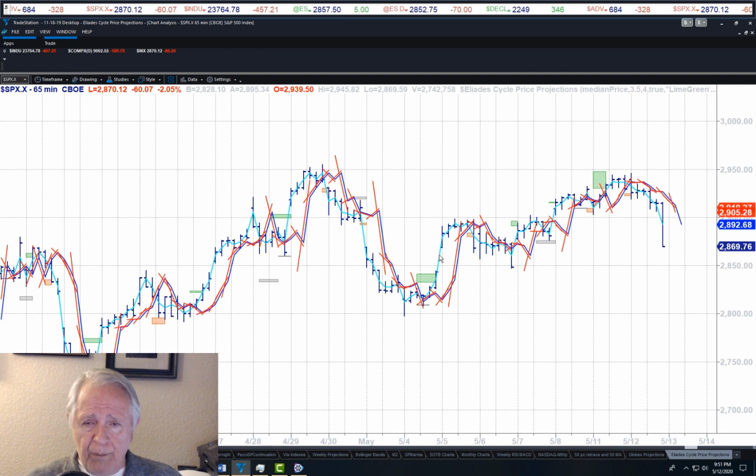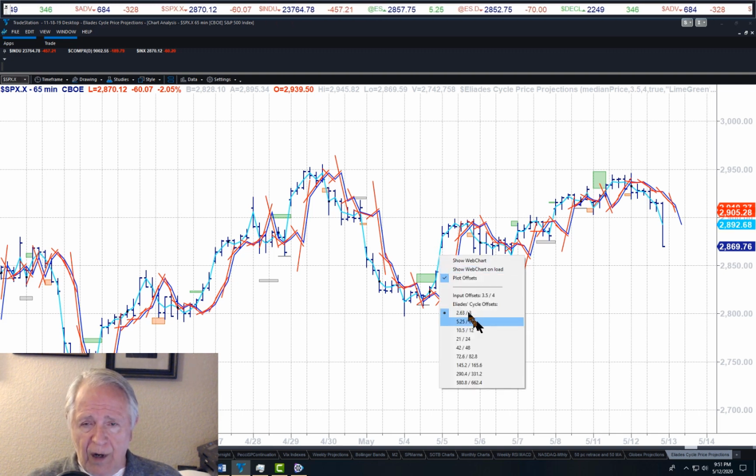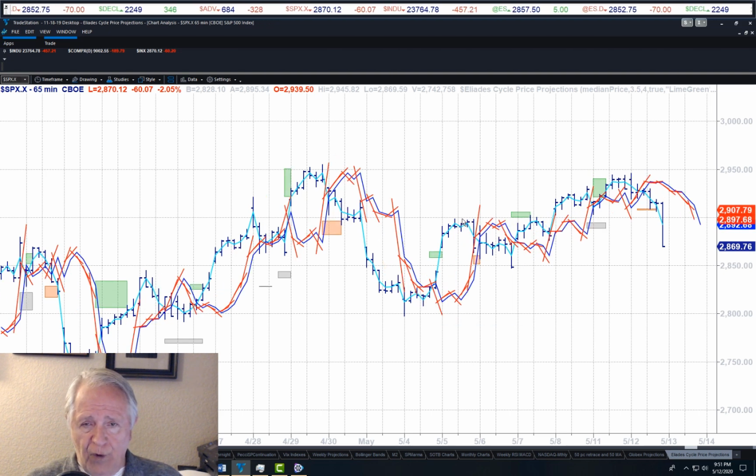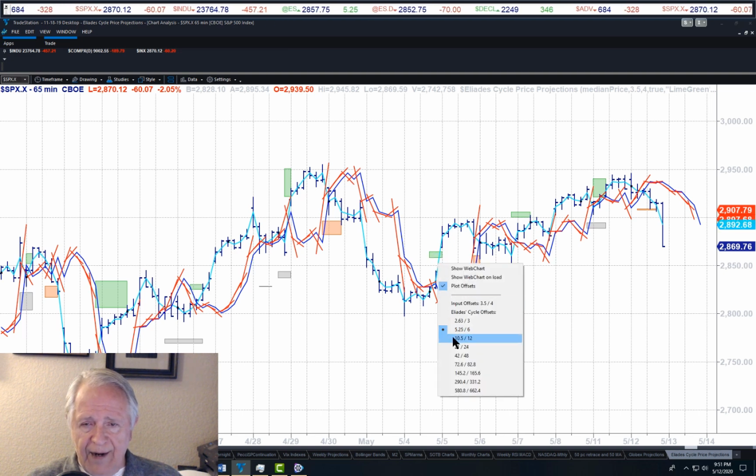Once you meet one projection, you go to the next longer offset, 5.25 to 6. Let's look at this May 4th to May 5th period. Here you go. Here's the next higher projection given. Okay, we know that we met that on this gap up. Let's take a look at the next longer offset, 10.5 to 12.